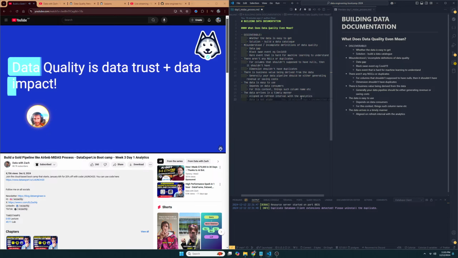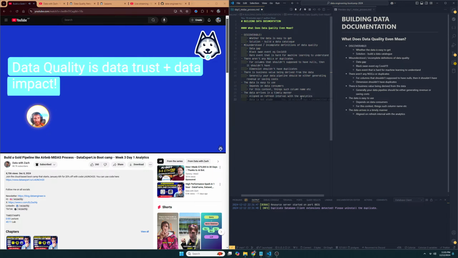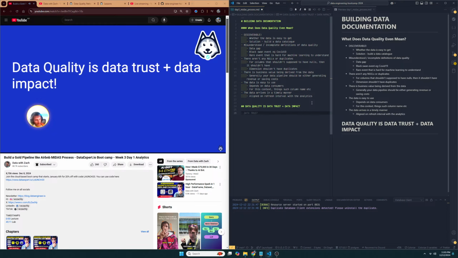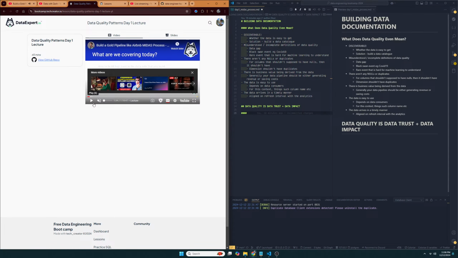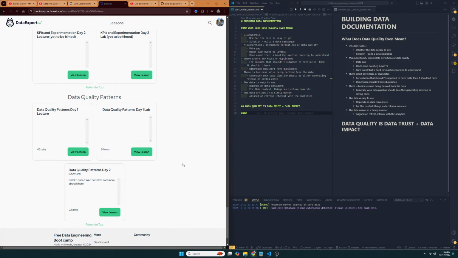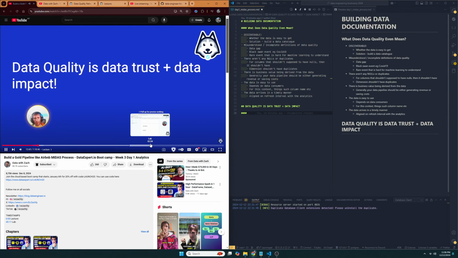So data quality, in a very short way to think about it, is data trust plus data impact. So you have people that believe in the data and believe that it's correct. And then on the other side, you have the data is correct and changing the business. And if you have those two properties of your data sets, you're going to have a good time. If you can consistently create data sets that have those two properties, you're going to get promoted very quickly. It's more difficult to do than you would think.